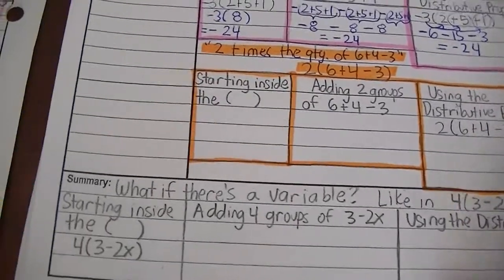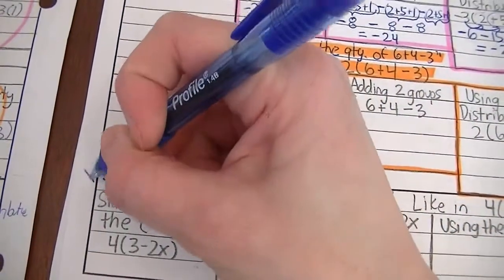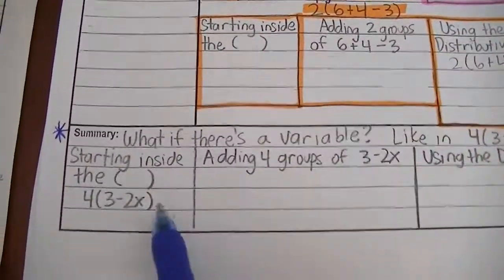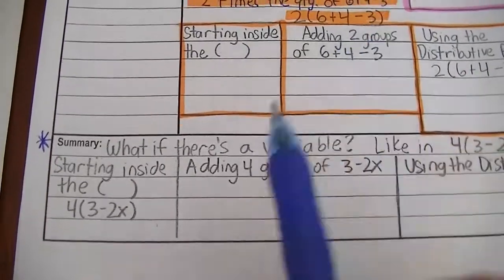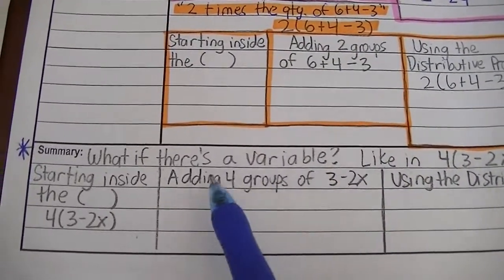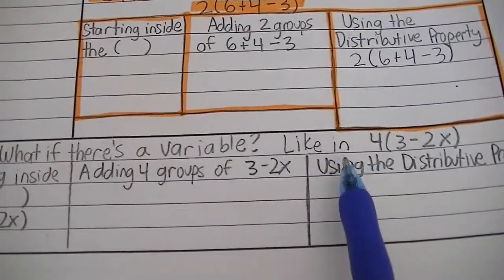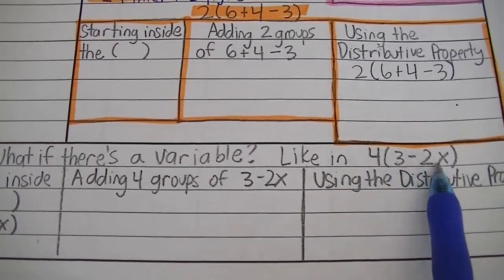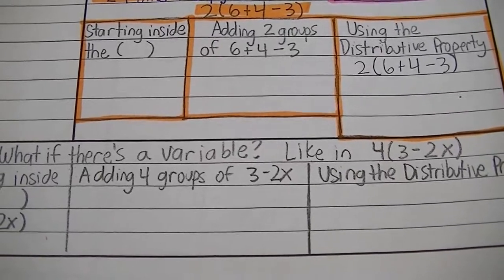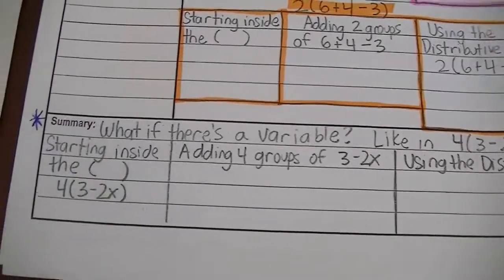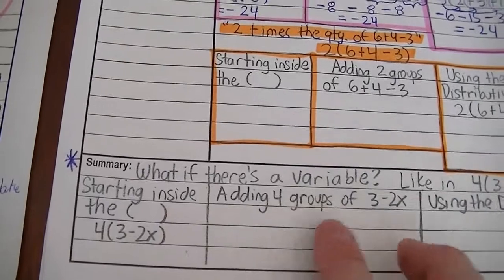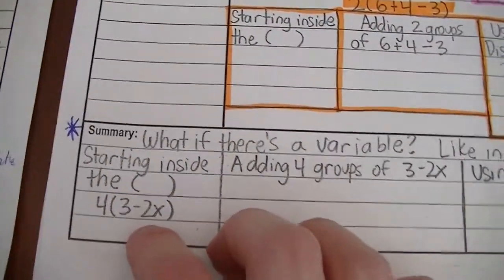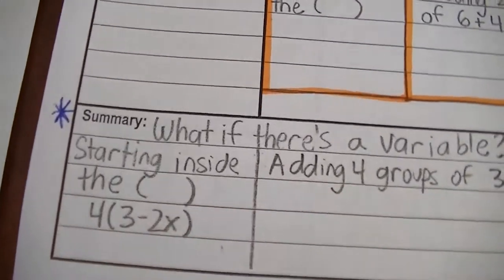Okay, this last part in the summary, I'm going to help you with that. You're doing this one by yourself, but I'm going to provide support for it here because what if there's a variable? So what if you come across a problem that looks like this? 4 times the quantity of 3 minus 2 times x. Okay, this is what you got to do. You know how I have the 3 different ways like I've illustrated up here? Starting inside the parentheses. So let's go ahead and examine this right here.